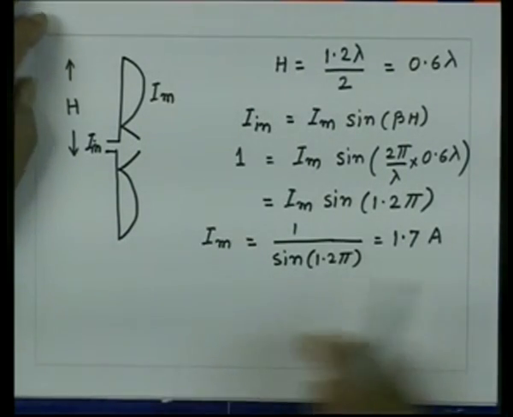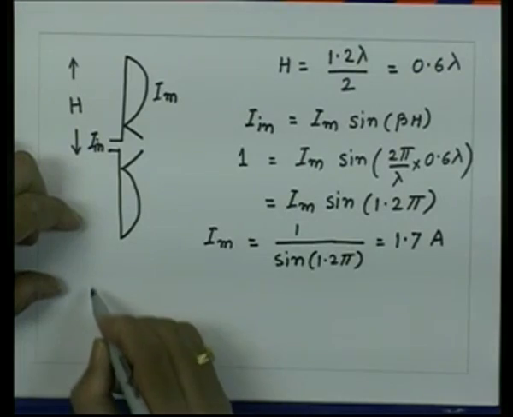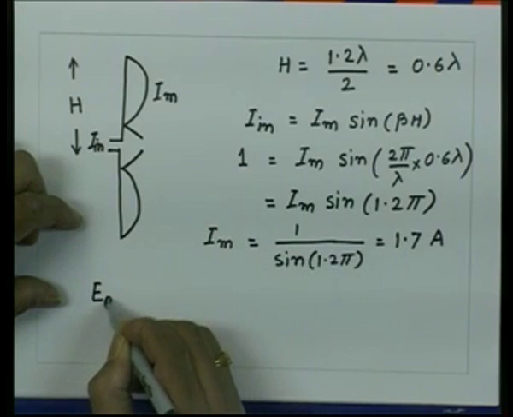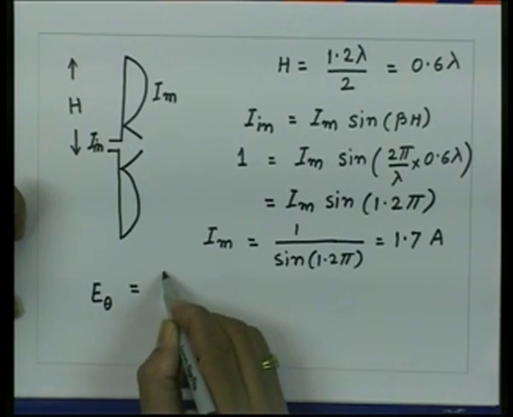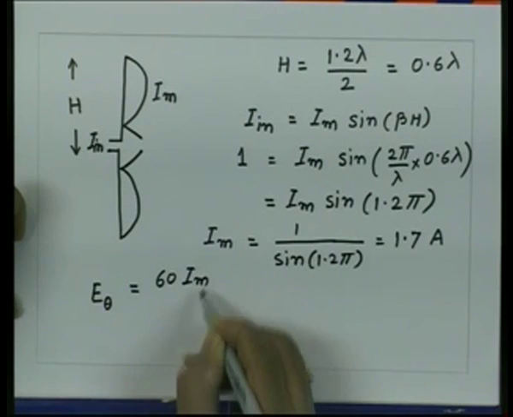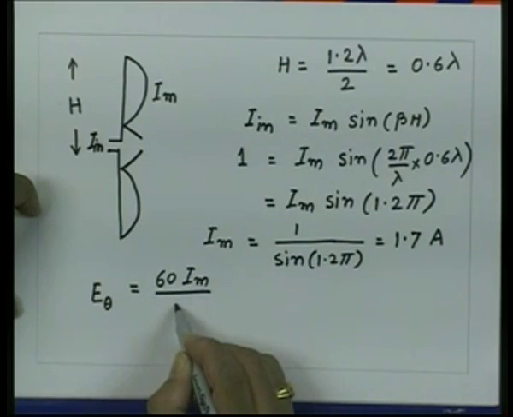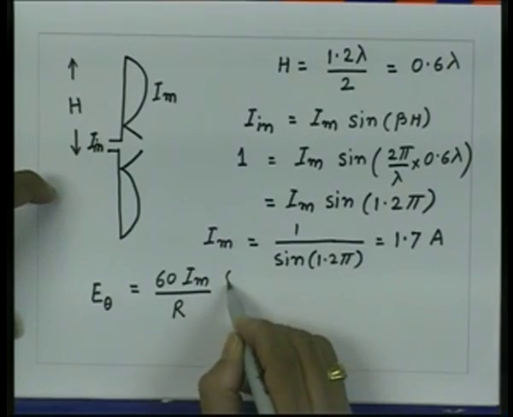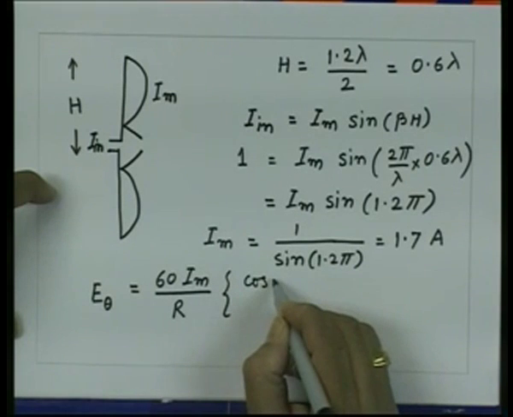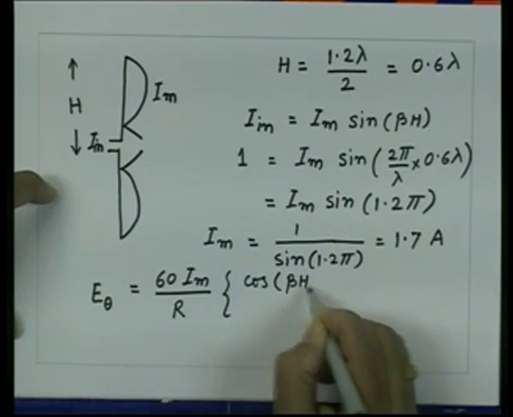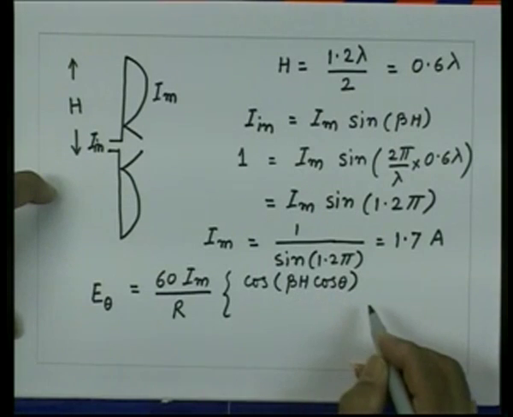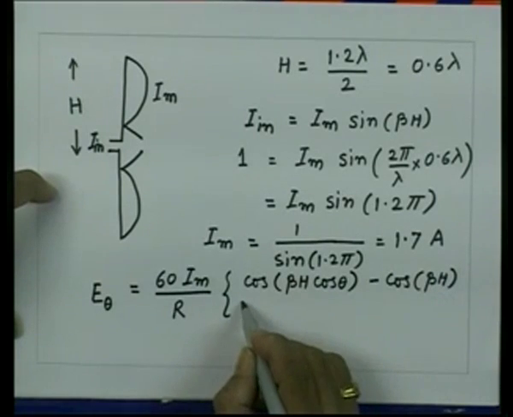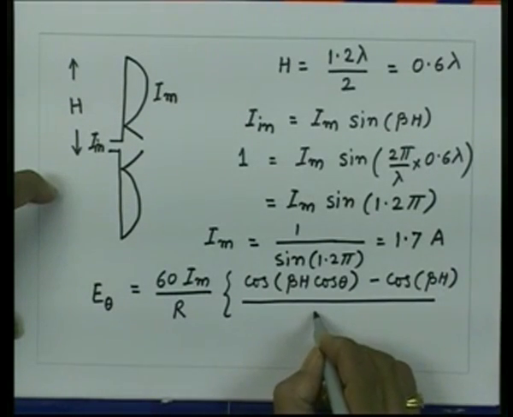Once we get this quantity Im, then we know that this dipole for the radiation field has only the theta component, E theta, and that is equal to 60 Im upon r, where r is the distance measured from the center of the dipole, times cosine of beta h cos theta minus cos of beta h, upon sine of theta.